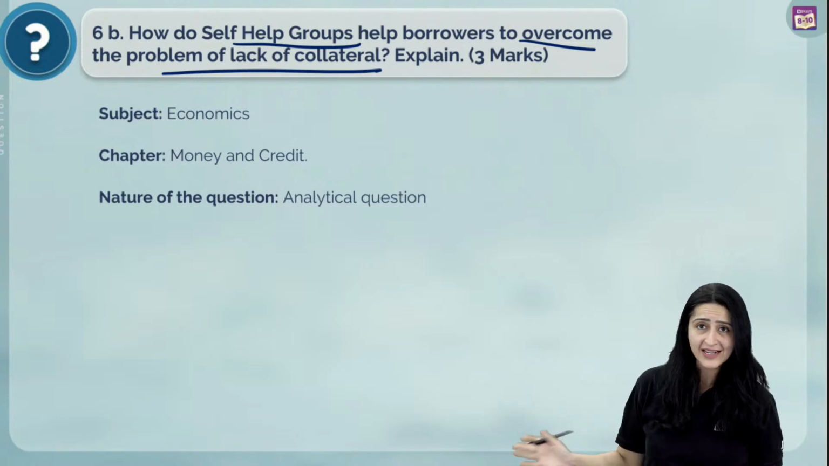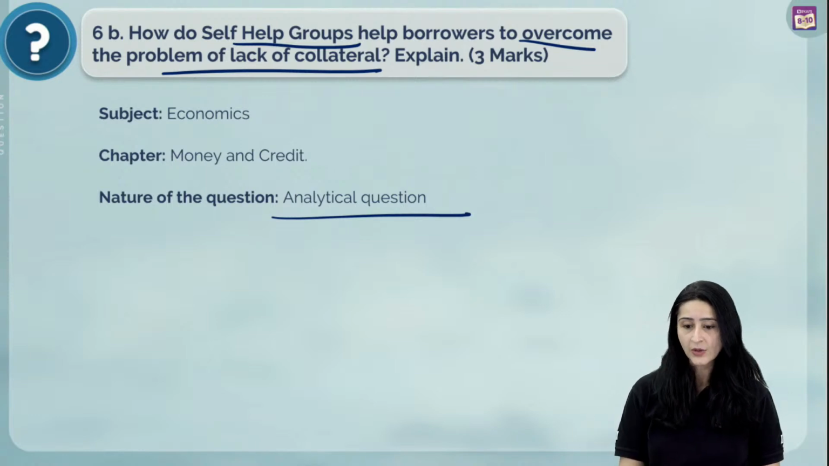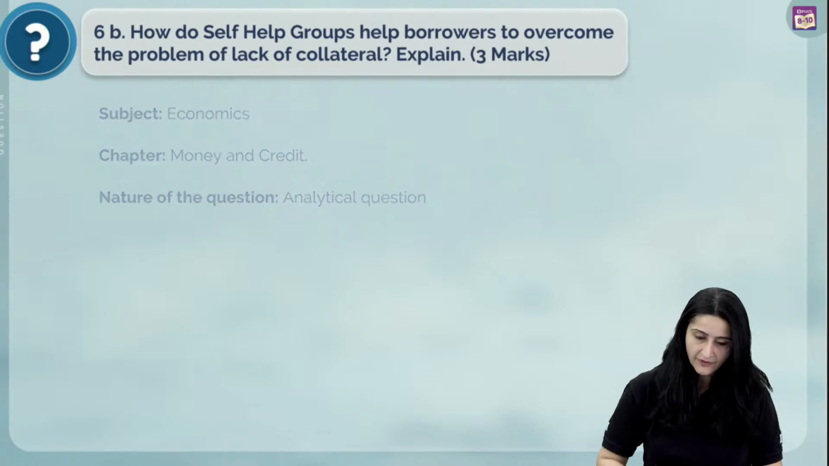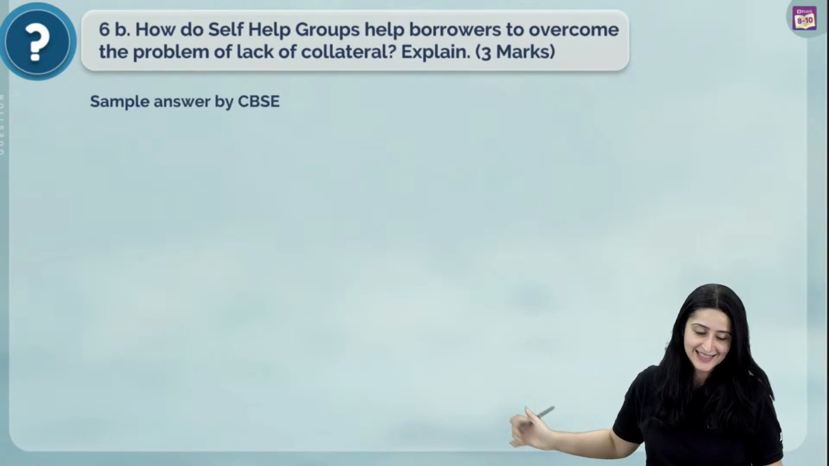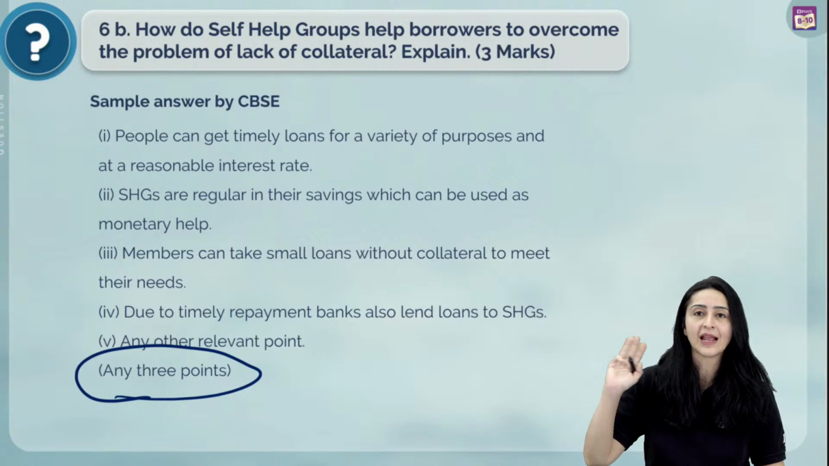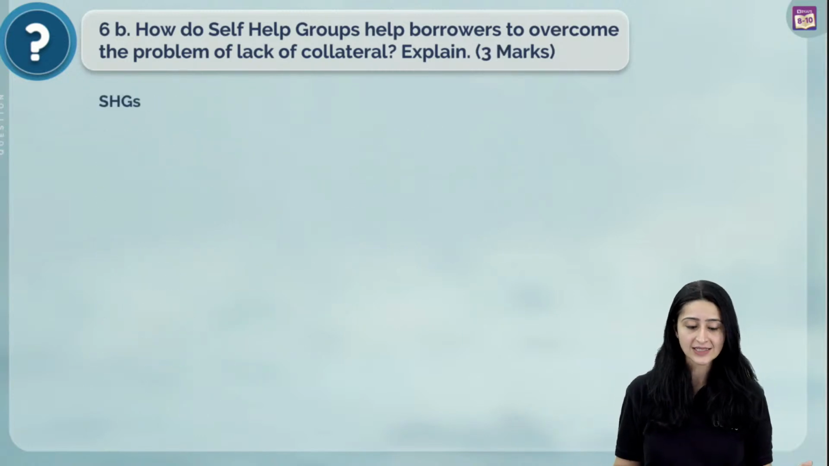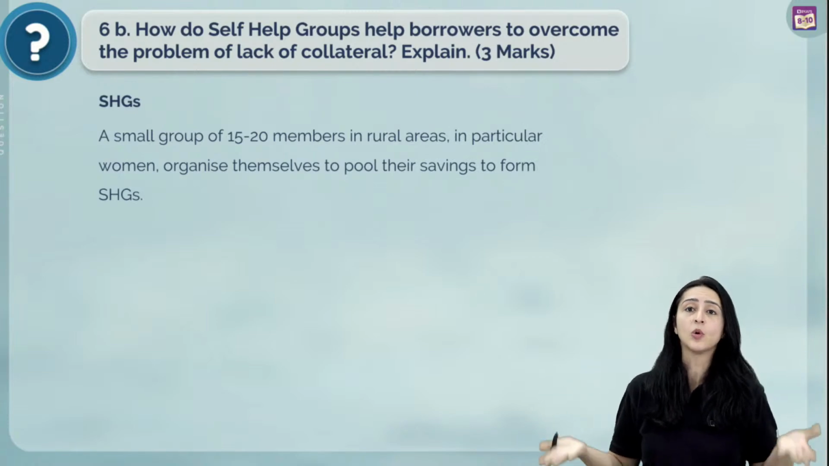Again, money and credit, same chapter, analytical question. Now for this, what do we need to do? Well, first of all, we will go through what CBSE has given us. This is the sample answer by CBSE. Once again, they've said attempt, choose any 3 points. But to understand this, we first need to understand what a self-help group is, right?